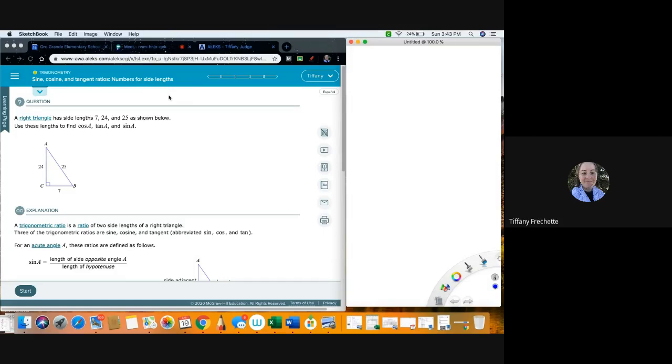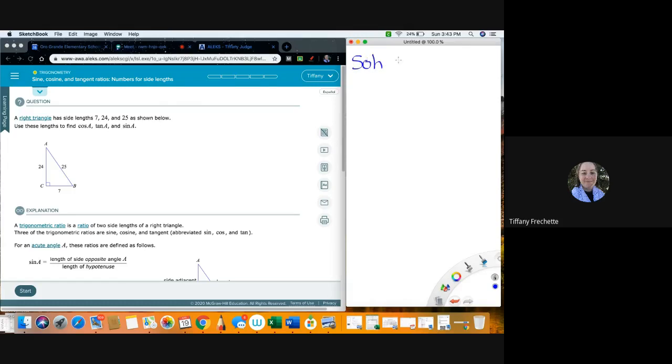Sine, cosine, and tangent ratios, numbers for side lengths. All right, so we are starting to get into trig. That's what sine, cosine, and tangent really is, the beginning of trig. So what we want to do is we need to know what our sine, cosine, and tangent ratios are. There's a really, really easy way to remember that.